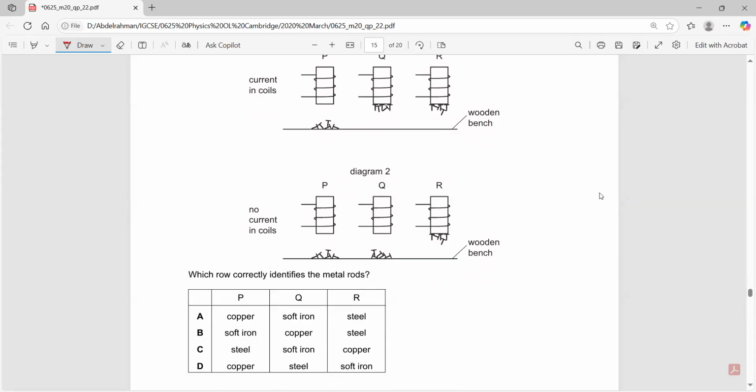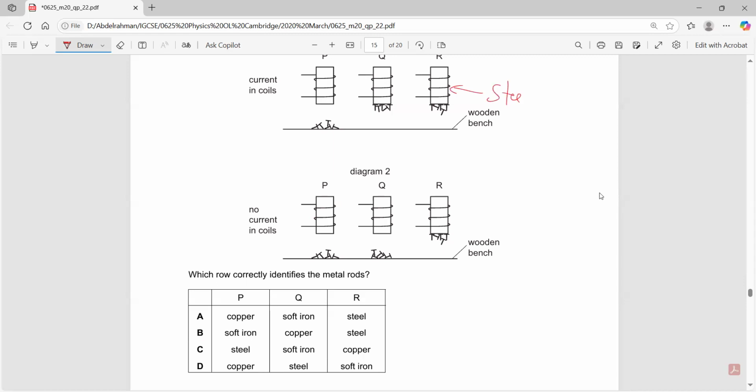So P wasn't affected at all, right? P did not attract the nails at all. Q attracted them when there was a current and then it did not when there was no current. R attracted them and then it kept on attracting them. This means that R is a permanent magnet, right?